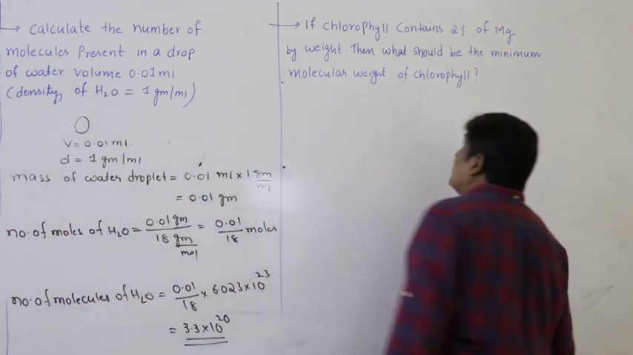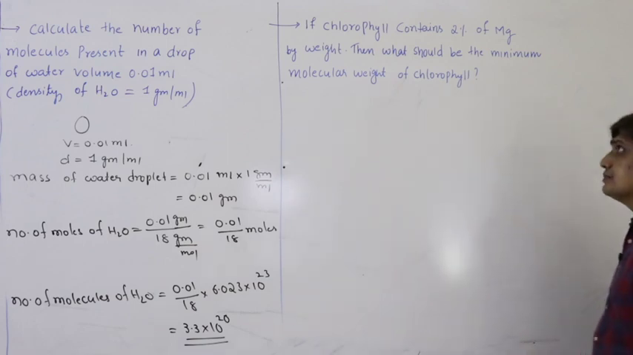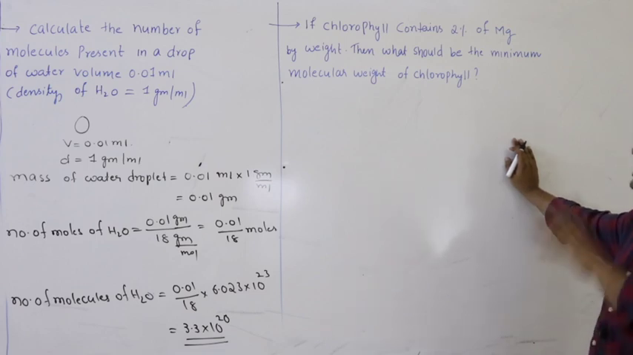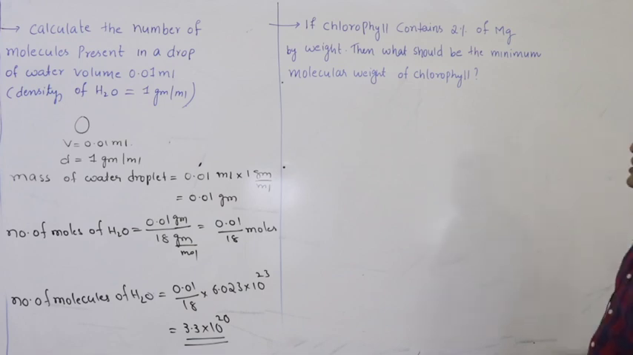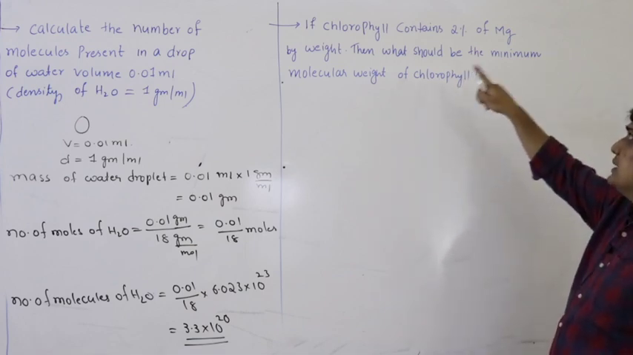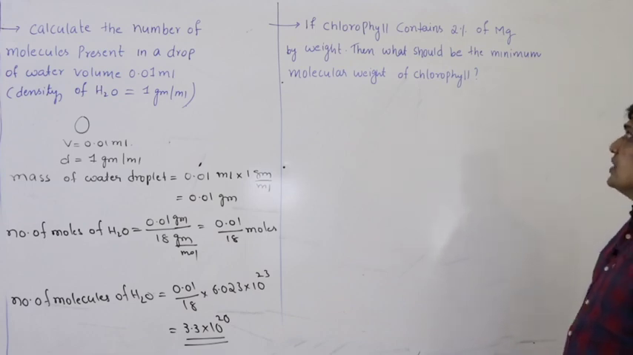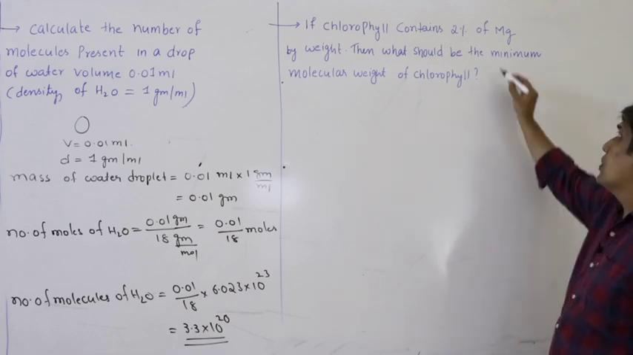Coming to the next problem. If you take a plant, its leaves contain chlorophyll, and chlorophyll contains magnesium. So a leaf contains chlorophyll, which contains magnesium. If chlorophyll contains 2% of magnesium by weight, then what should be the minimum molecular weight?